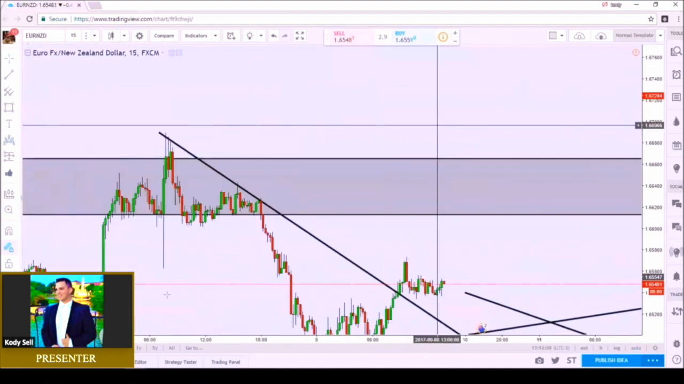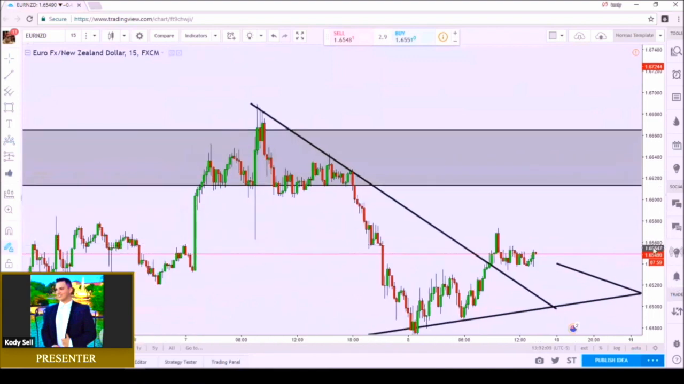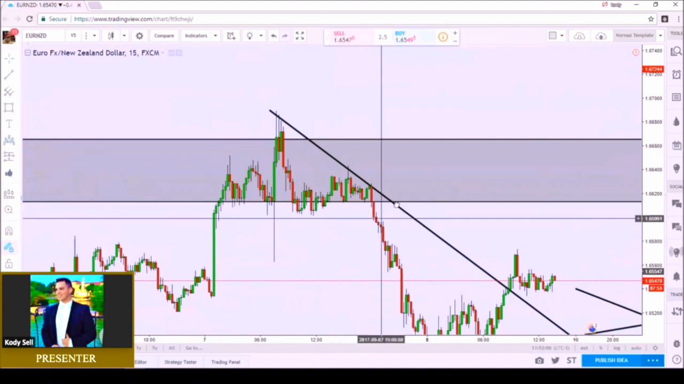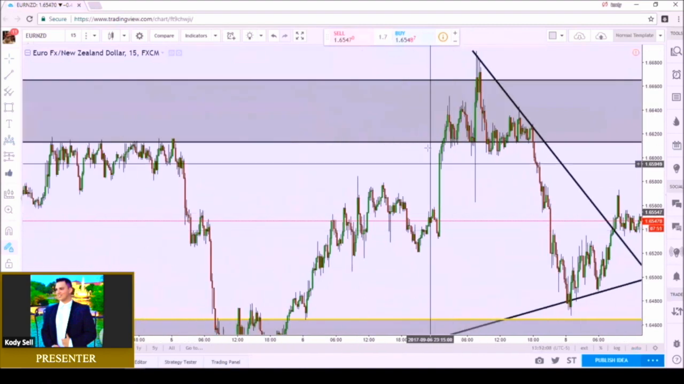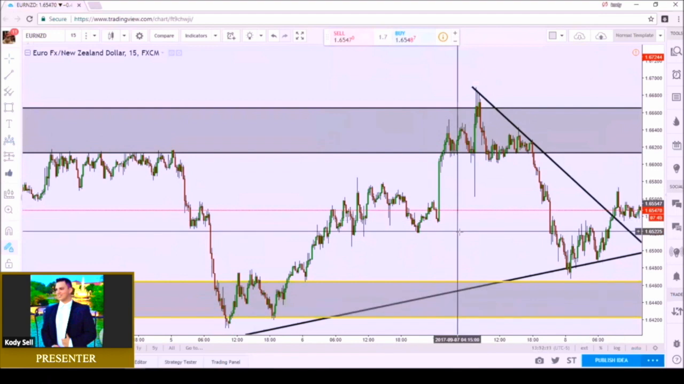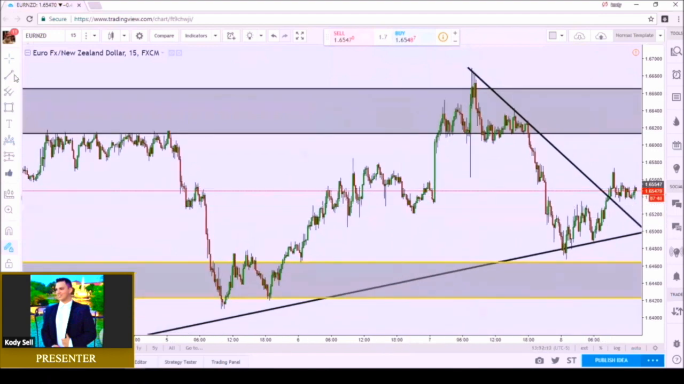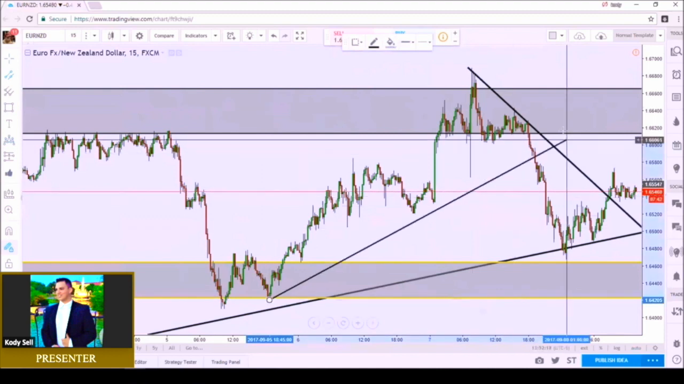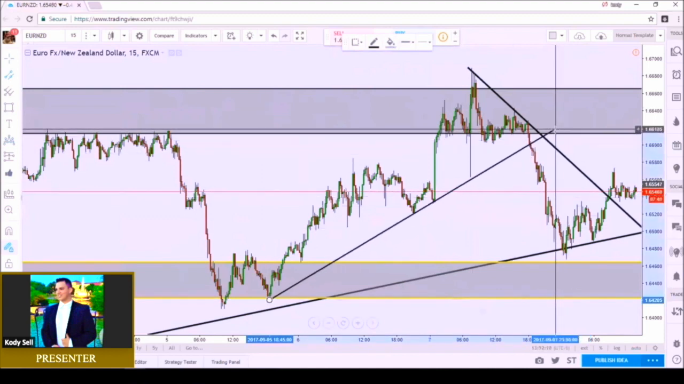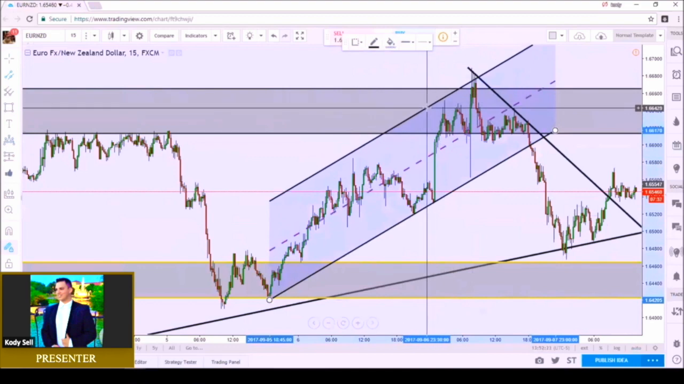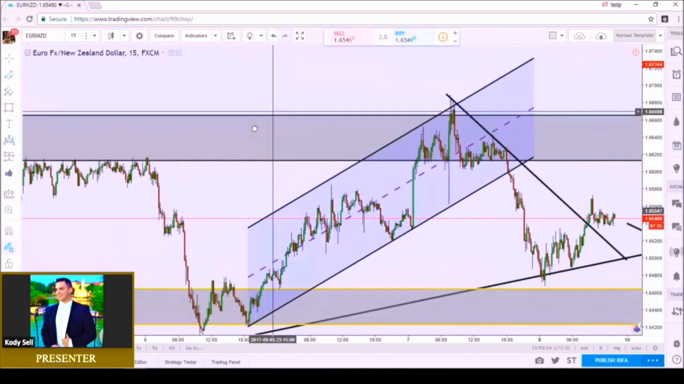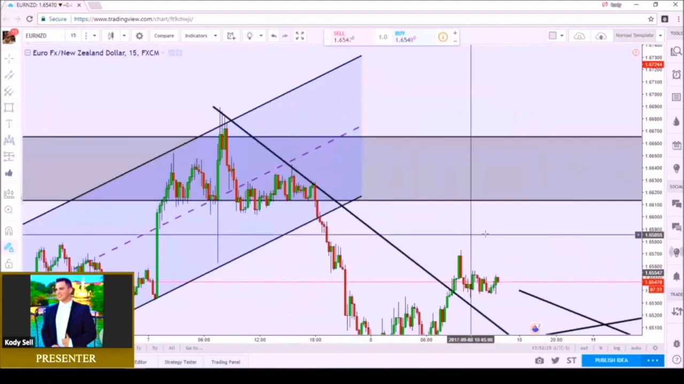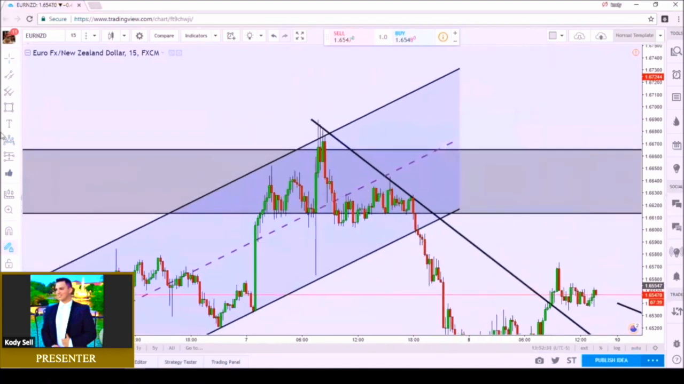Okay, so on the 15 minutes, and we were discussing this yesterday, we actually took a scalp short trade in the Telegram yesterday based on this. I want to zoom out here. Okay, so on this 15-minute time frame, we had an ascending channel here, which we were watching. Inside this ascending channel, we noticed that we had a head and shoulder formation.